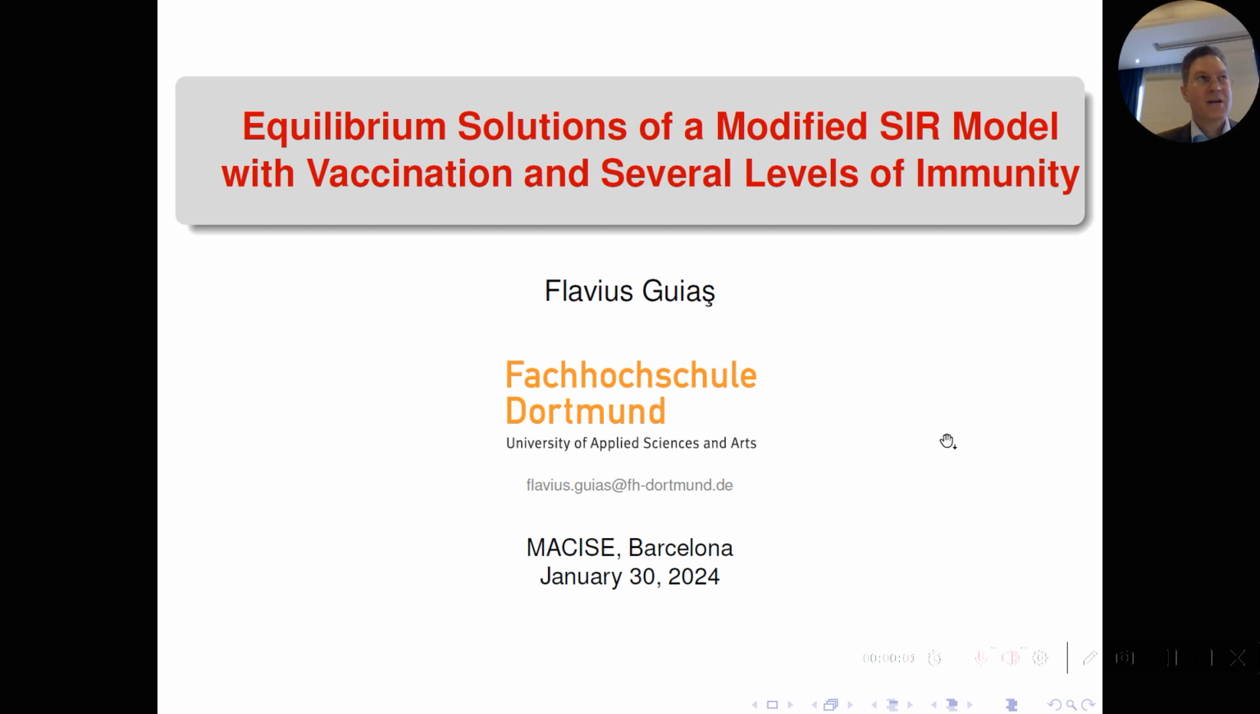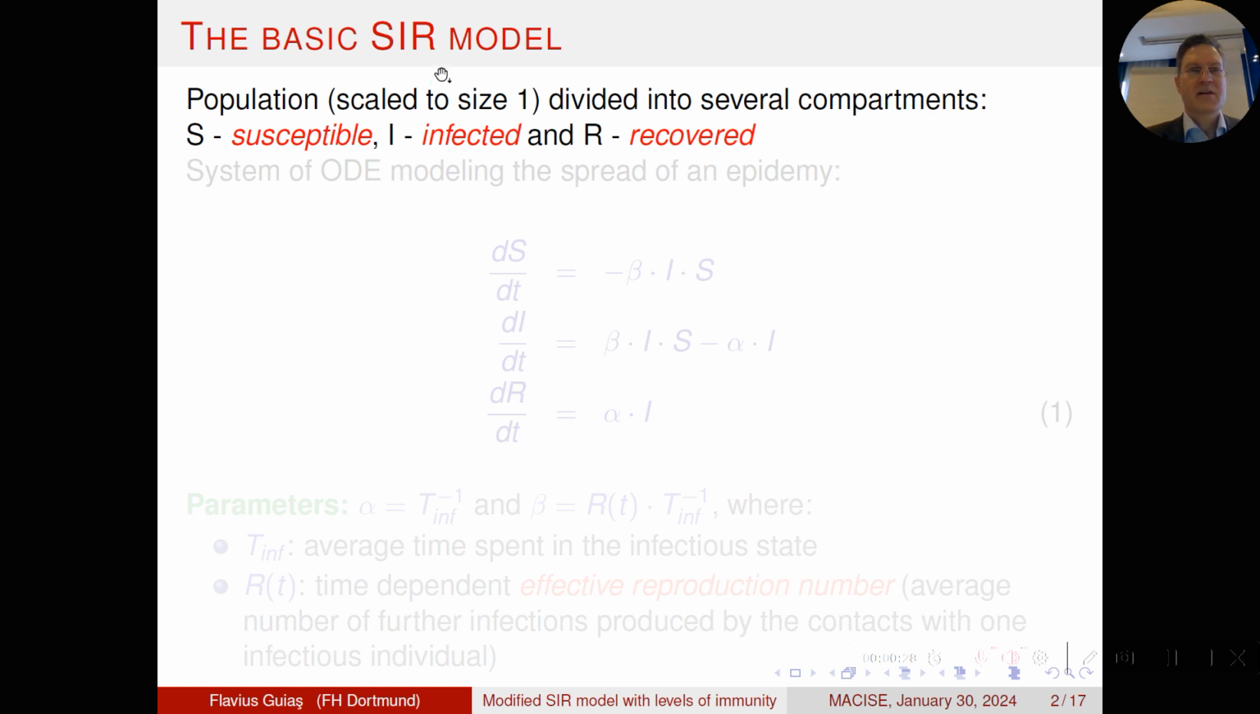So, good morning, everyone. I will start now my presentation on a topic which considers an epidemic model, a mathematical model for the spread of an epidemic. And I will explain the modification of the classical SIR model, where I also introduce vaccination and several levels of immunity. So let's start with the basic SIR model.